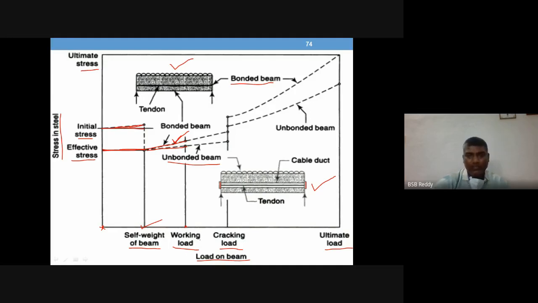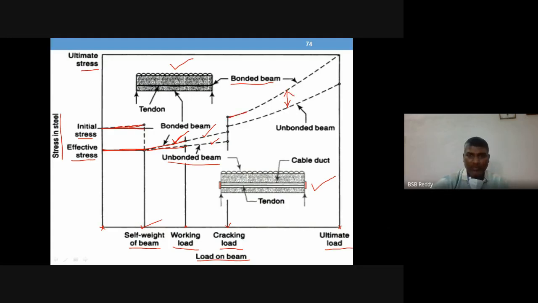Then if you go to the cracking load stage, till then the behavior is the same. Bonded beams are having more stress than the unbonded beams. Once the cracking stage starts, and till reaching the ultimate load case, there is a large gap of values between bonded and unbonded beams.